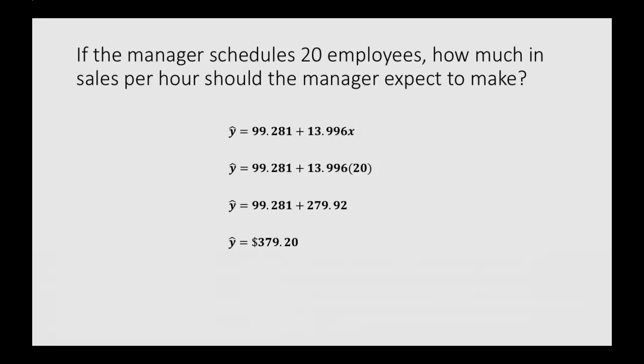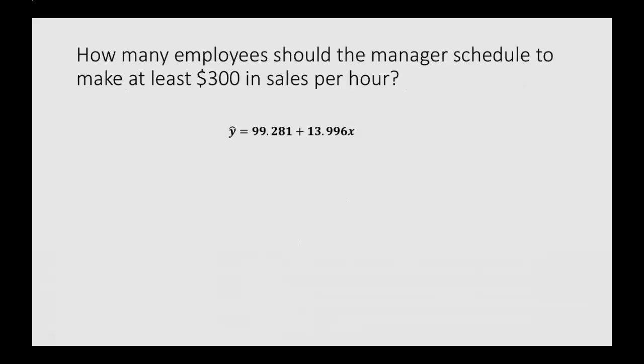Another way that you can use this y hat equation is to flip it around. How many employees should the manager schedule to make at least $300 in sales per hour? Right? So if we have a sales goal, we need to figure out what we need to do to reach that sales goal. So our goal is $300 per hour. So that gets plugged in for the y hat. We're looking for how many employees should we schedule, so we leave x there. So we subtract that 99 from both sides. So we have 200.719 equals 13.996x. We divide each side by the slope, and we see that x equals 14.34.